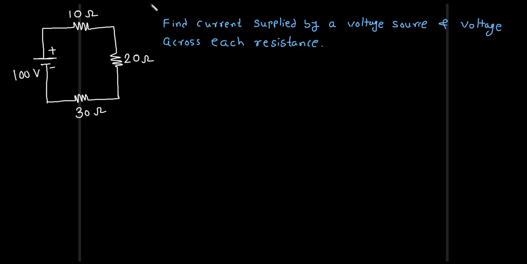Now there are various ways by which we can solve this problem. So we will solve this by two ways. First by Ohm's law and then by voltage division rule. So let us solve first of all this by Ohm's law. So let me write here. So method 1 by Ohm's law. Now these three resistors are connected in series.